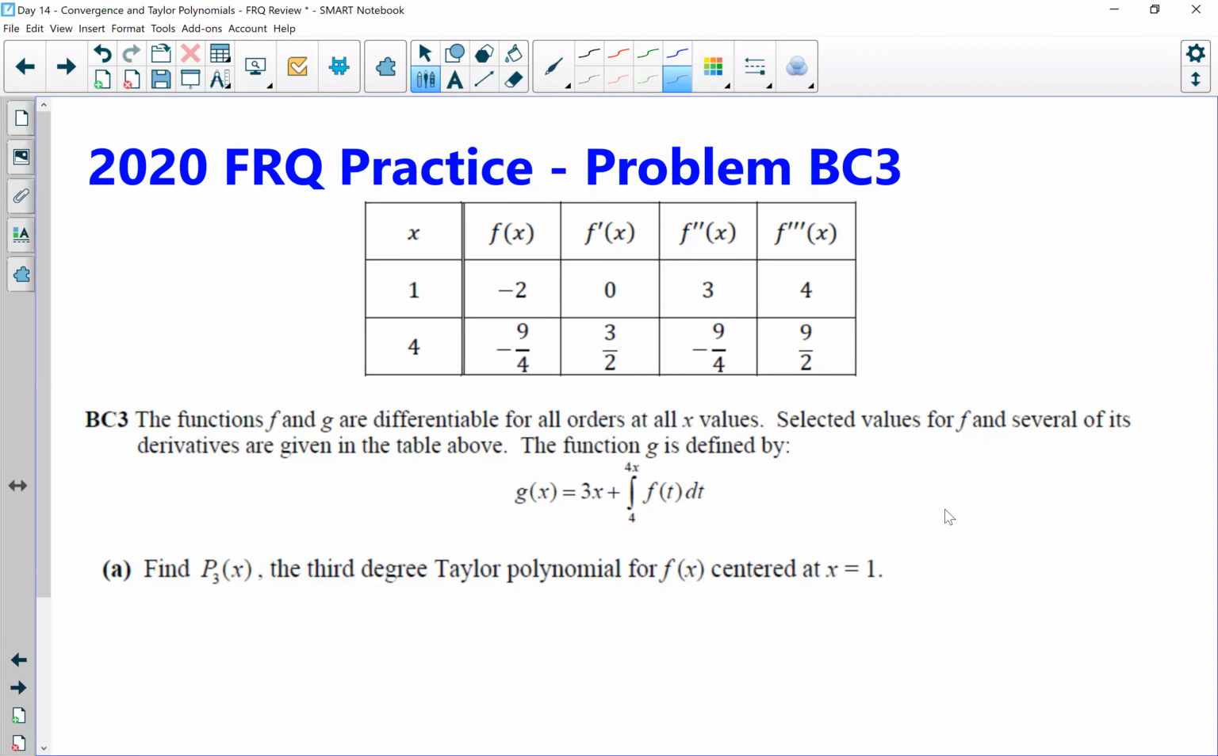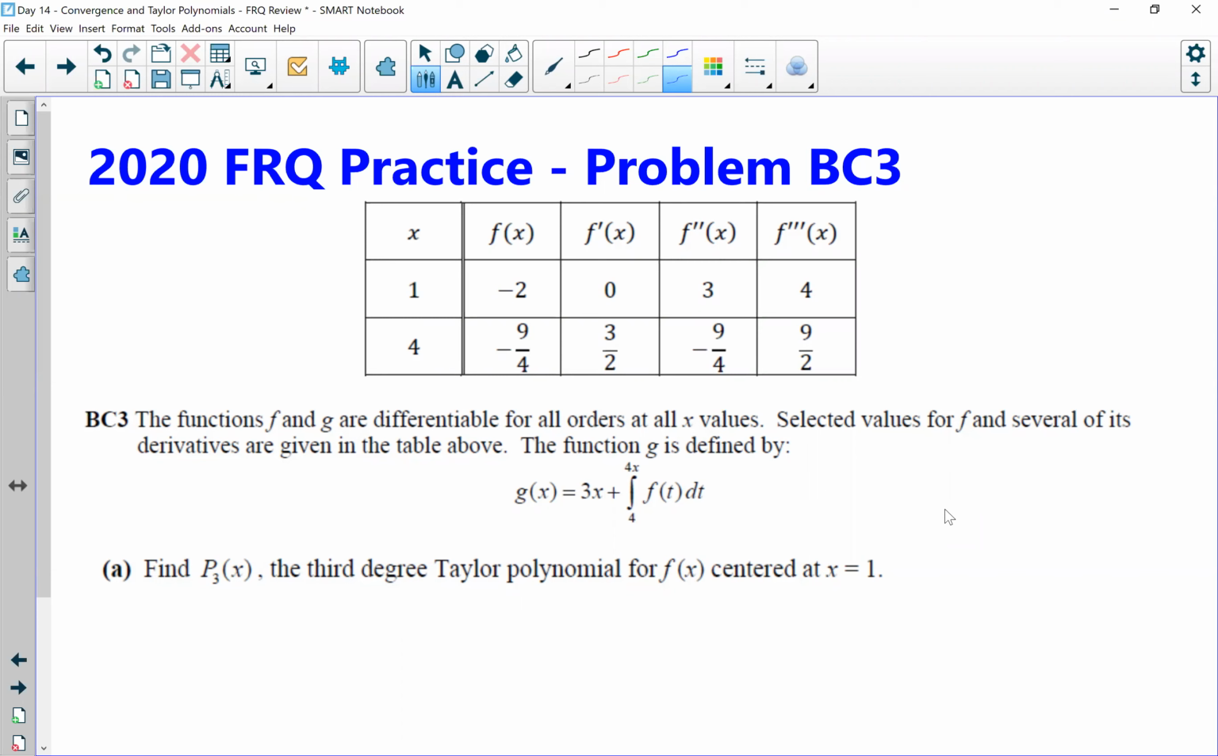Welcome, everybody. If you were looking at our day one of AP BC prep session today that Tony and I did, the first day of our 2020 focused AP exam prep was covering Unit 10. That's the unit with the 5 testable topics this year over convergence and Taylor polynomials.